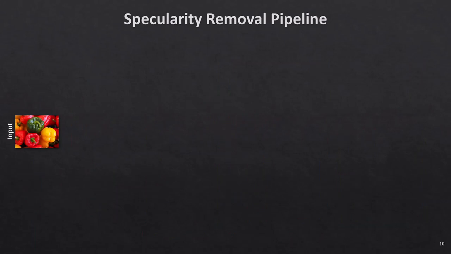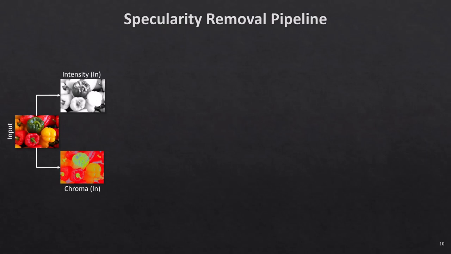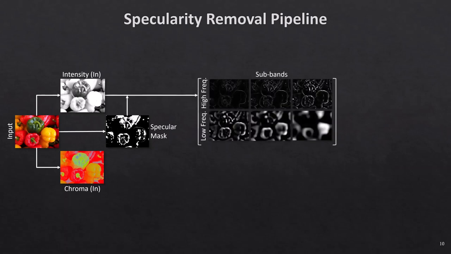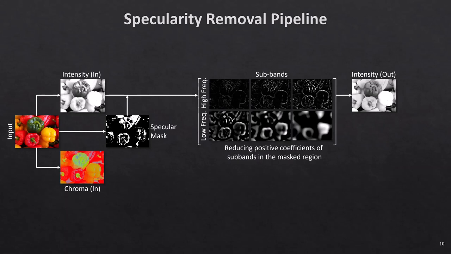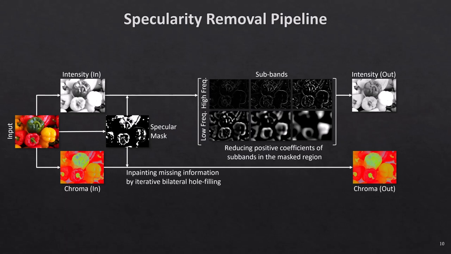To this end, we process the intensity and chromaticity information separately. As the first step of our method, we identify specular pixels in the form of a specular mask by thresholding the unnormalized Wiener entropy. The image intensity is then decomposed into subbands, and by reducing the positive coefficients for specular pixels, we are able to significantly remove the specular intensity. For specular pixels, chromaticity information might be reduced or missing, and thus we perform an iterative bilateral hole filling to inpaint the missing information. The output chromaticity and intensity are fused together to get a spatially consistent diffuse image.